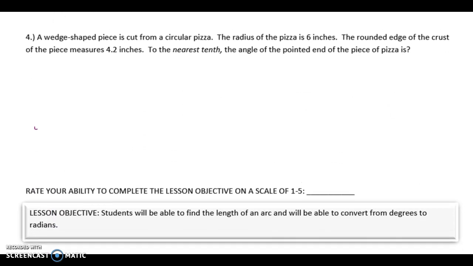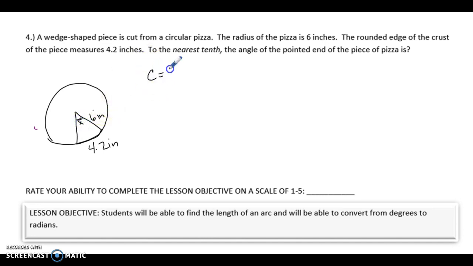Question 4 says, a wedge-shaped piece of pizza is cut from a circular pizza. And so here's my pizza. I'm cutting it into certain sections. I don't know how many sections there are, so I'm just going to draw a wedge. It says that this length of the crust basically is 4.2 inches, and the radius of my pizza is 6 inches. And I want to find this angle in the middle. How big is this angle? That's what I'm looking for. So let's call that angle x.